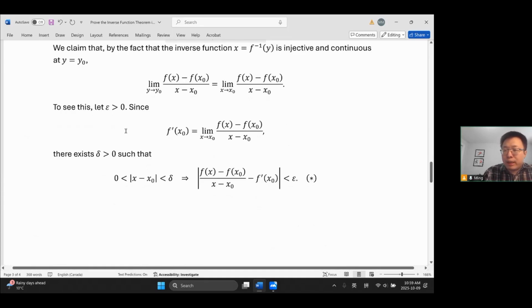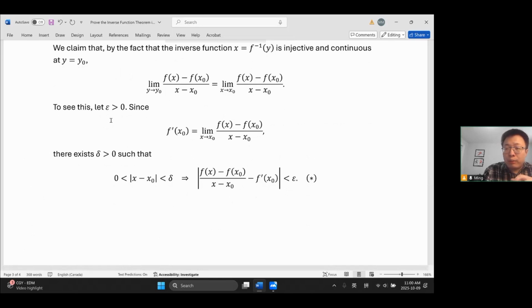So first, let epsilon greater than 0. And by the way, just a quick reminder, when we write let epsilon greater than 0, what we mean is let epsilon be an arbitrary but now fixed positive real number. And for the rest of this argument, we're going to work with that epsilon that is fixed. So with an epsilon in our hand, we can apply the definition of limits.